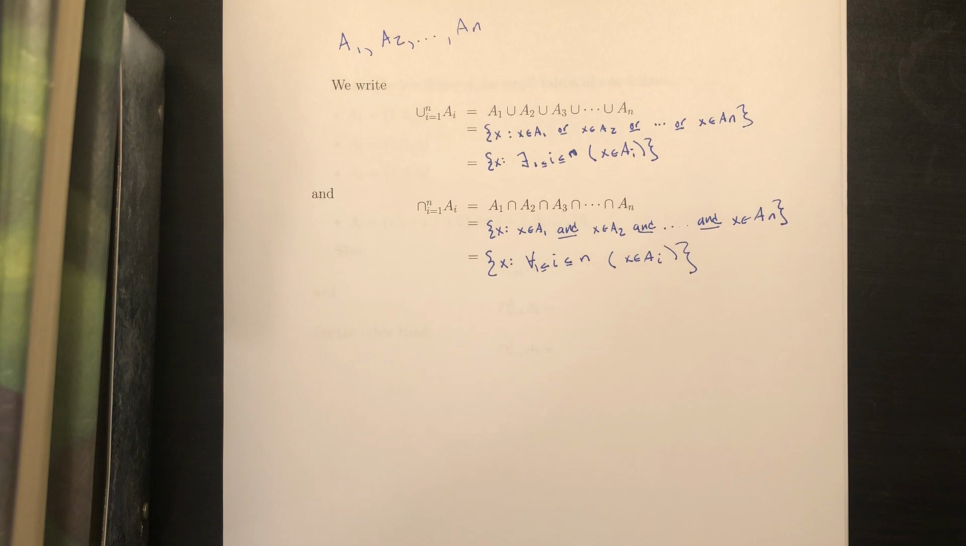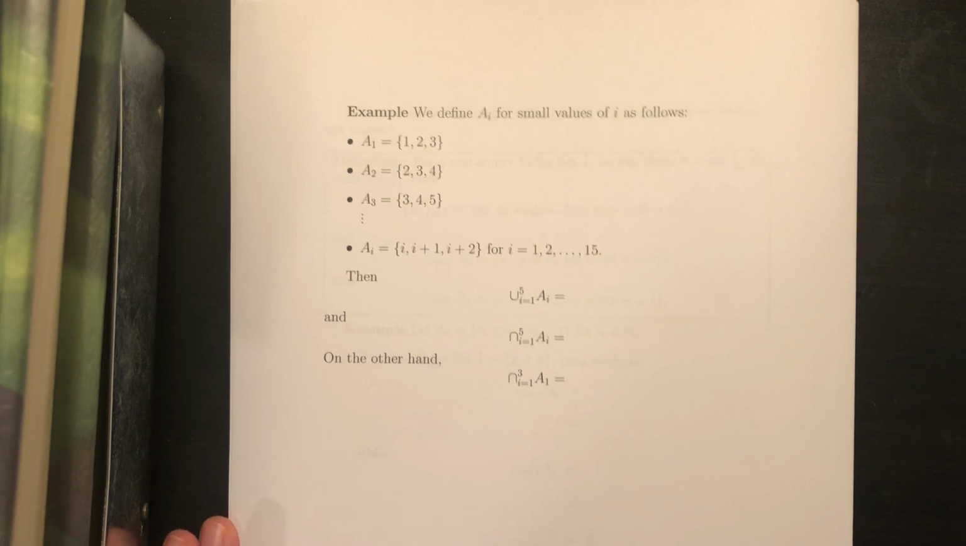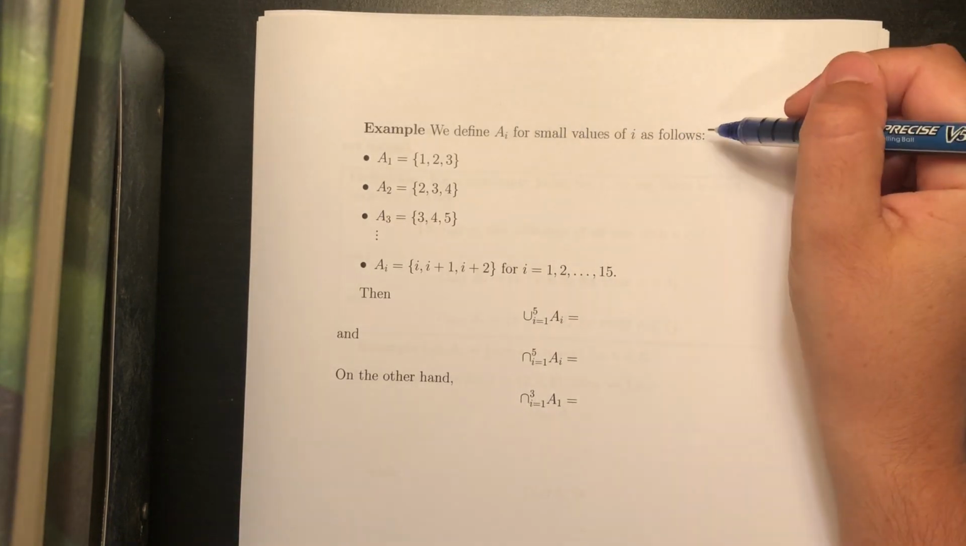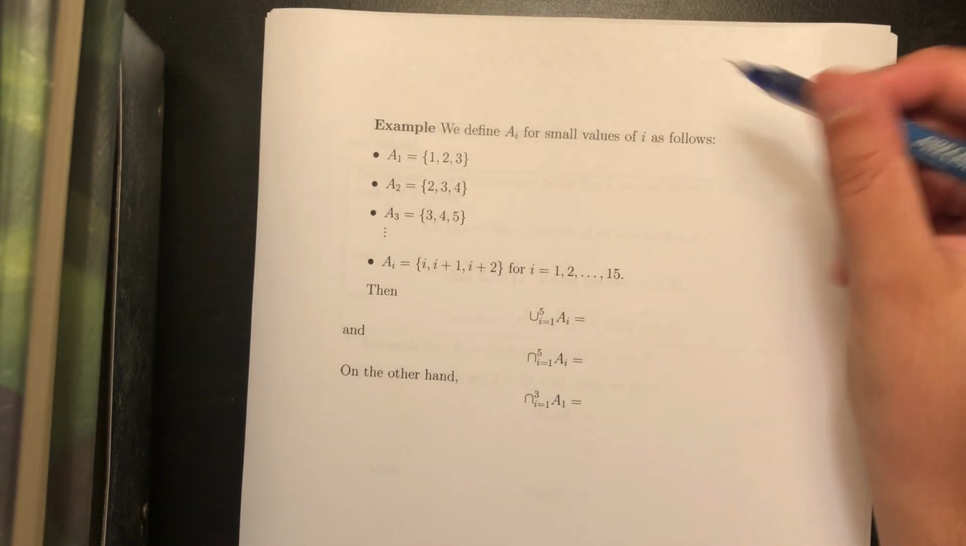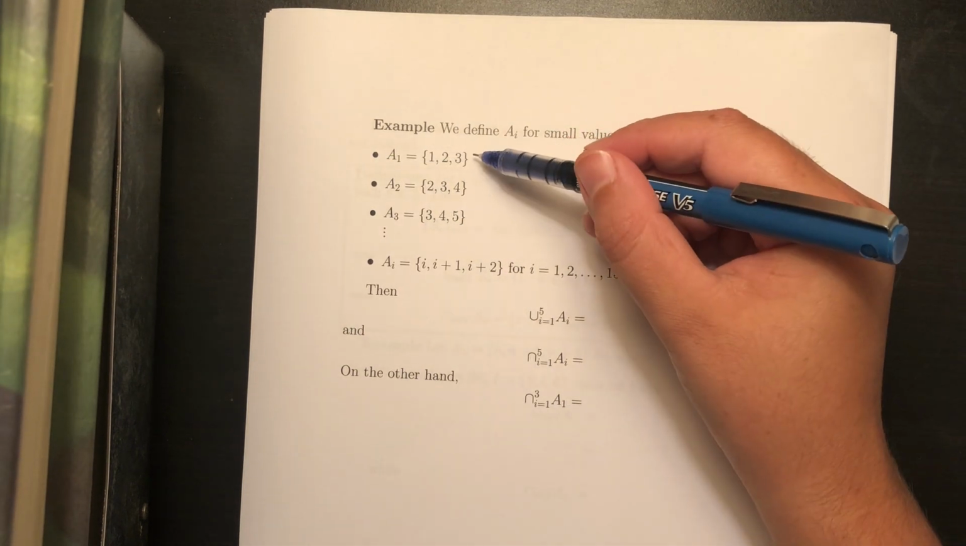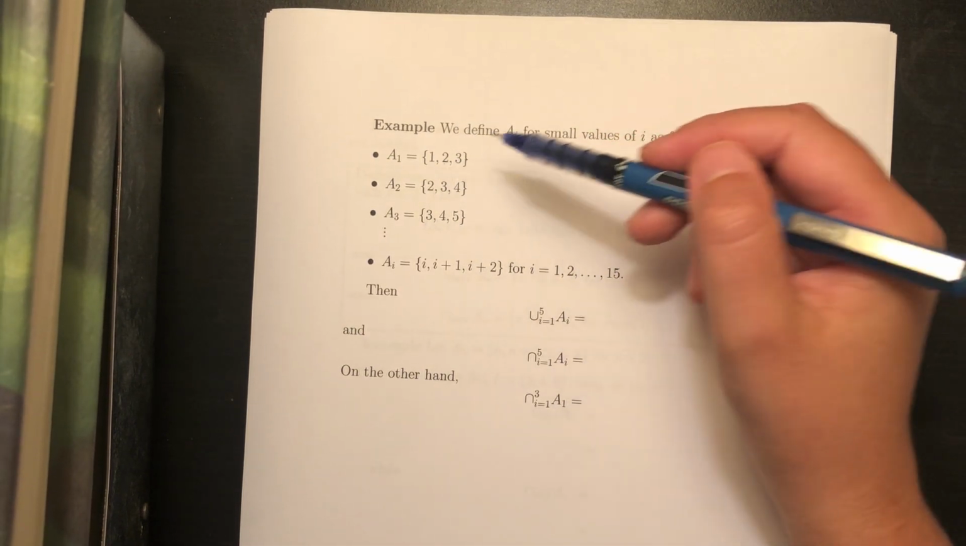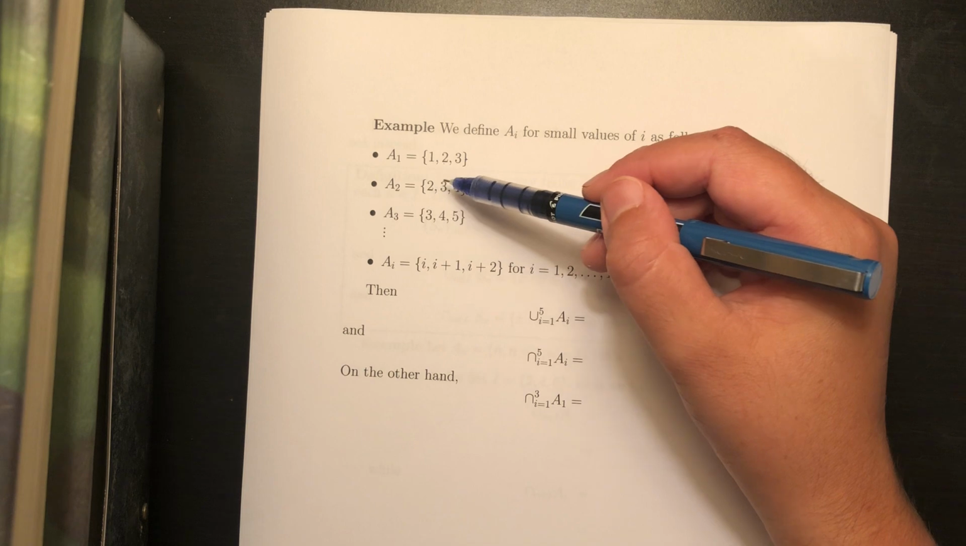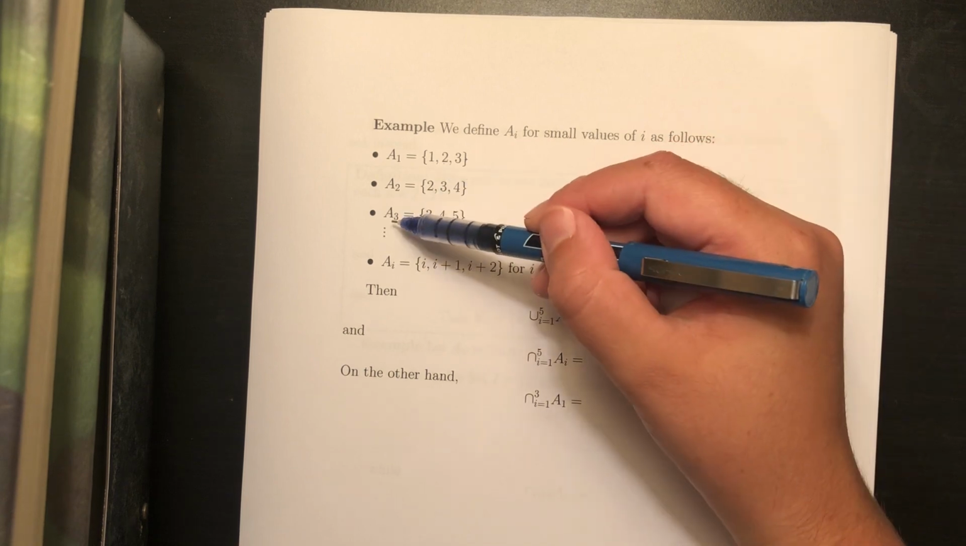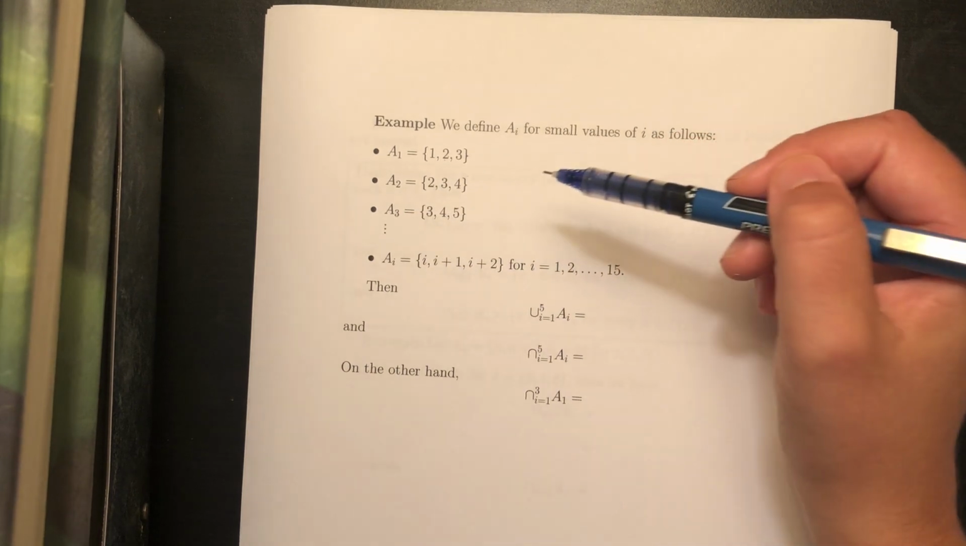All right, so this is a lot of kind of complicated notation. Let's do an example to make sure we understand how this works. So let's define AI for some small value of I as follows. We're going to say A1 is the set consisting of the elements 1, 2, and 3. A2 is the set consisting of the elements 2, 3, and 4. A3 is a set with 3, 4, and 5, etc.